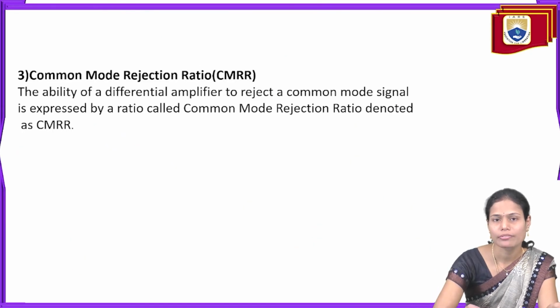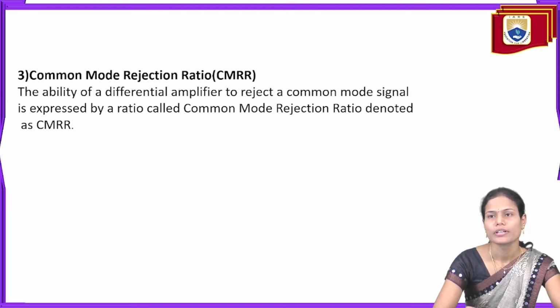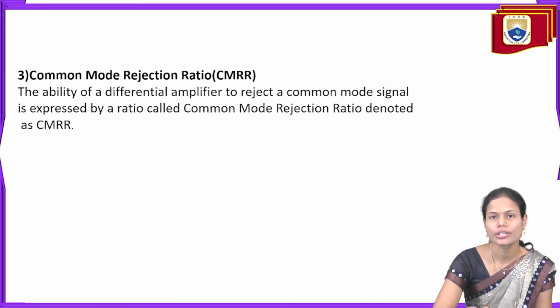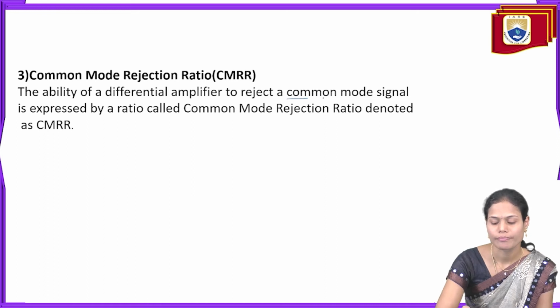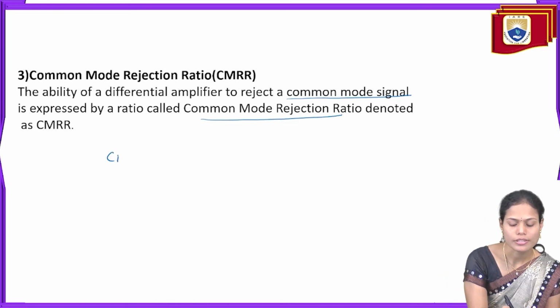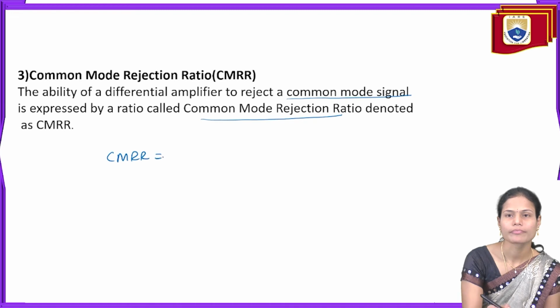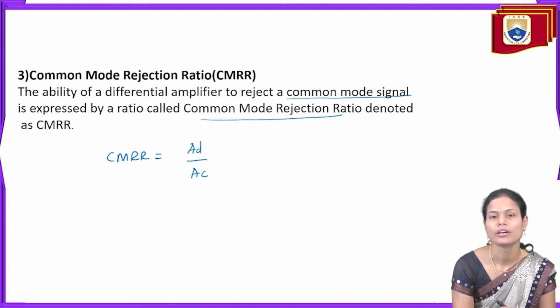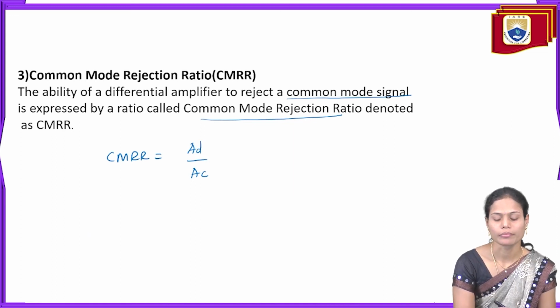And the third parameter of the differential amplifier is the common mode rejection ratio. So what is meant by this common mode rejection ratio? The ability of the differential amplifier to reject a common mode signal is expressed by a ratio called the common mode rejection ratio, denoted by CMRR. That is nothing but AD by AC. Common mode rejection ratio is the ratio of differential gain to the common mode gain.